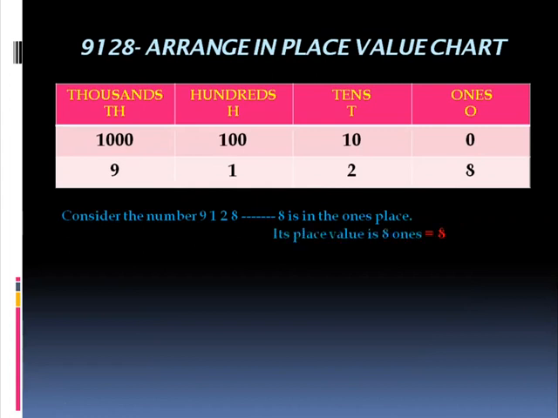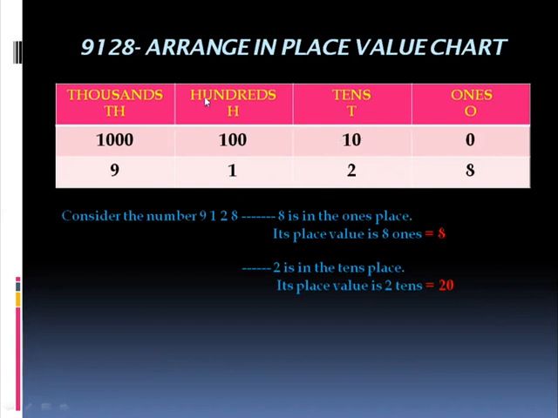Next, what is the place value of each digit? Okay, consider the number 9128. 8 is in the ones place, so its place value is 8 ones, or 8. Next, 2 is in which place now? Tens place. Right? 2 is in the tens place, so the place value of 2 is 20.